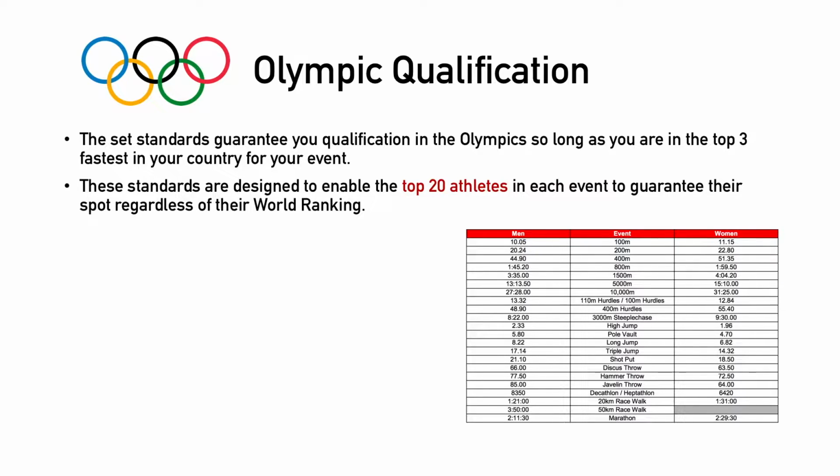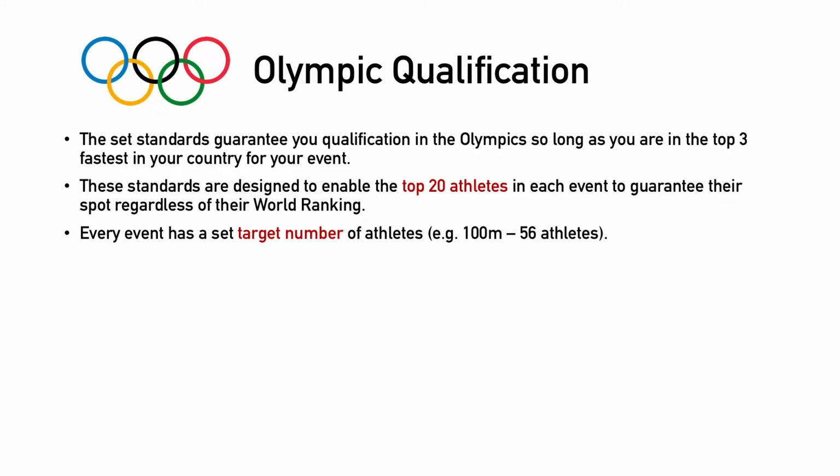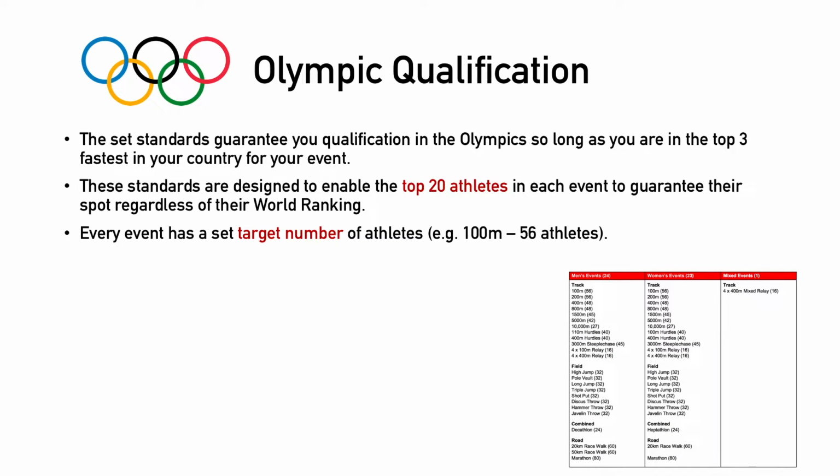don't have the consistency. Okay, so for example, in the case of the 110 meter hurdles, where the standard used to be 13:47, it's now as high as 13:32, which is actually a drastic change to what it's been in previous editions. But each event has a target number of athletes. So in the case of the 100 meters, as you can see, it's 56 athletes, and you can see via the table the target number of athletes for each event.